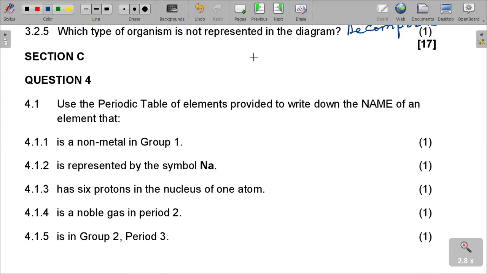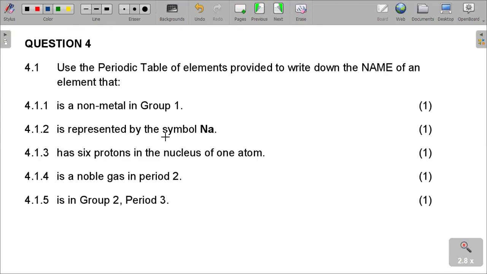Let me quickly go to question 4. Use the periodic table element provided to write the name of the element that is non-metallic in group 1. If you check your periodic table, you can know that it is hydrogen. It is hydrogen, and then is represented by symbol A. This represents sodium, and then has 6 protons in the nucleus of one atom. It is also carbon.